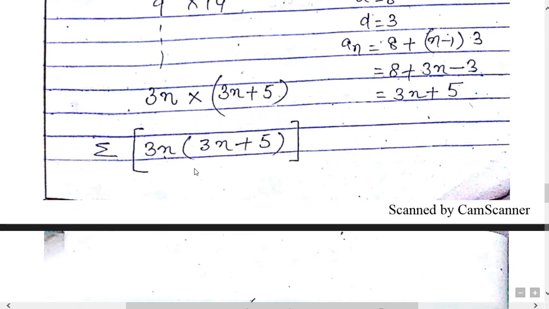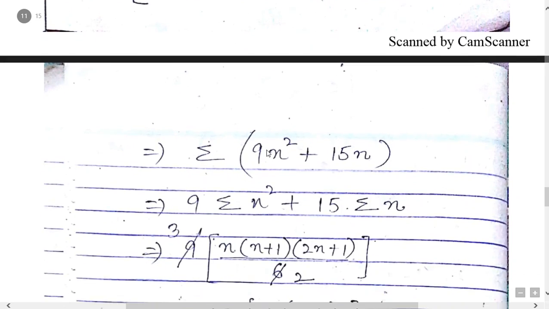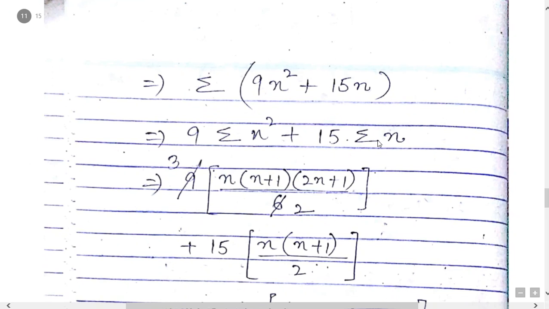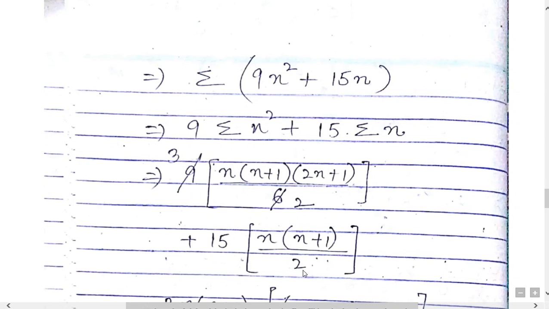Now multiply, you will get 9n square plus 15n. Then apply the formula of summation. It's 9 into sigma n square plus 15 into sigma n. So 9 into n into n plus 1 into 2n plus 1 divided by 6, and 3 into 3 is 9, 3 into 2 is 6. Then 15 into n plus 1 divided by 2. It's the formula for sigma n.